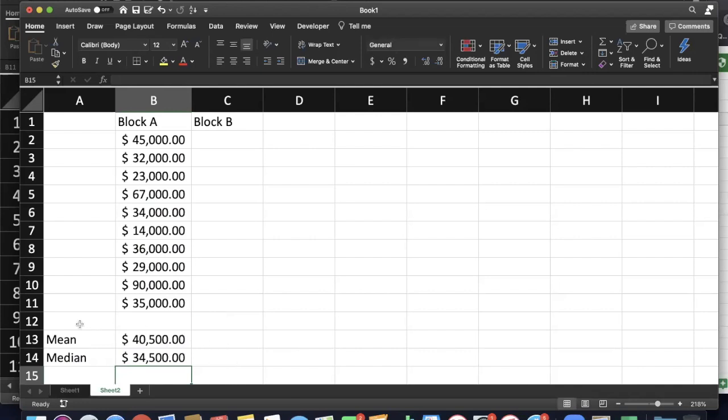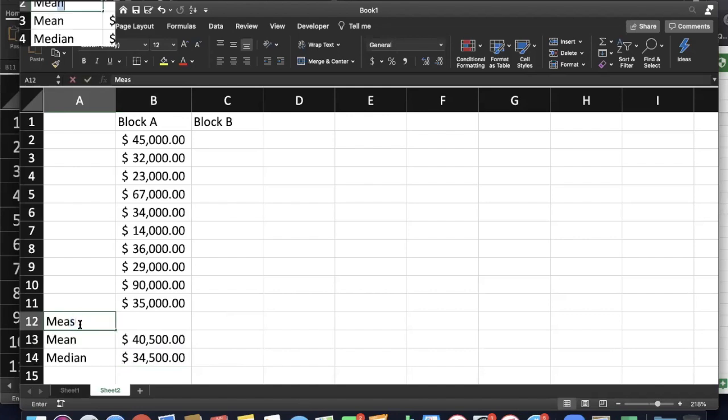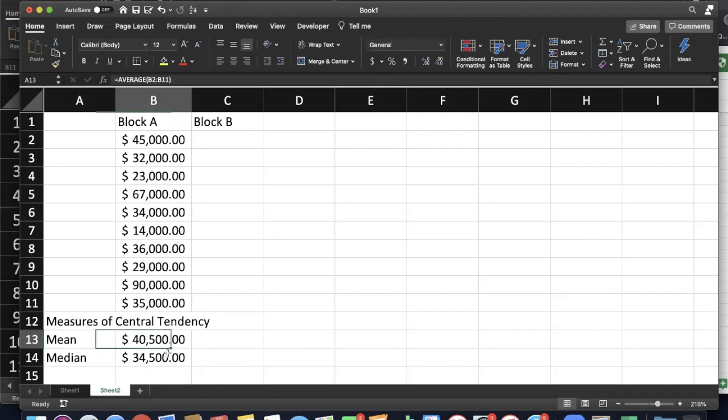Now, these are both measures of central tendency. And that's just a fancy way of saying where is the center of the data set, right? So I use these numbers to talk about the average person, like the average person on my block makes $40.5 thousand or $34.5 thousand. Those are pretty different answers. I mean, they're $6,000 apart. So you might be saying to yourself, well, that seems like a pretty big difference. Like which one I choose could really matter.